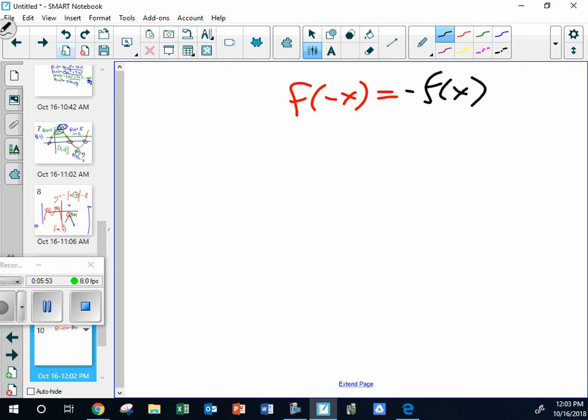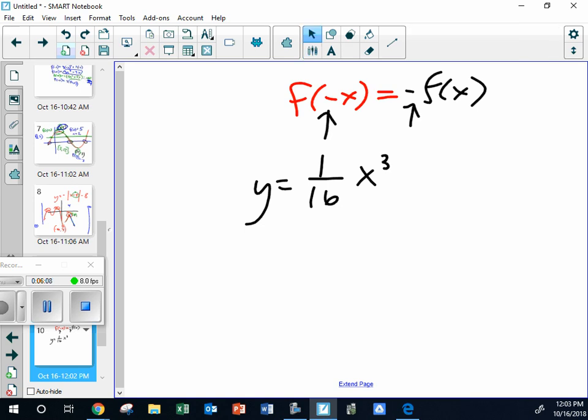Well, it's got negatives on both sides. That's odd. Yeah, it's the odd rule. Okay, let's see if you can do one. Prove if this is or is not an odd function.